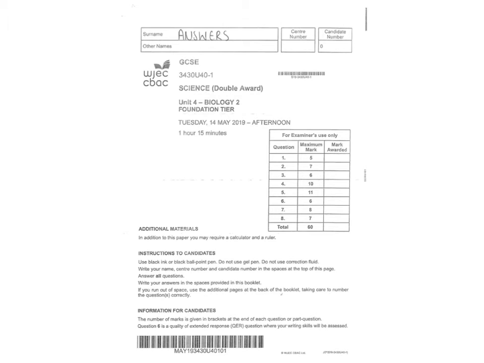Okay, so these are the answers for the Double Award Biology Foundation Tier 2019 paper. The first question says, the diagram shows a plant called camel thorn. Take the genus name for the camel thorn.